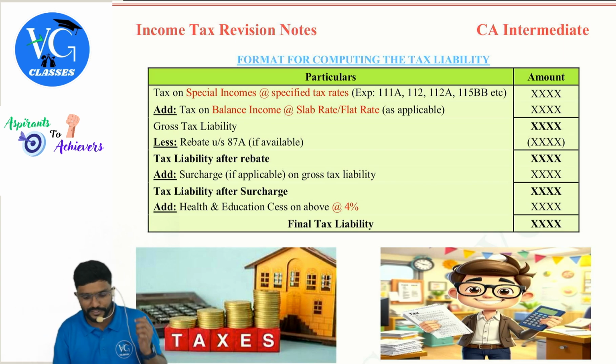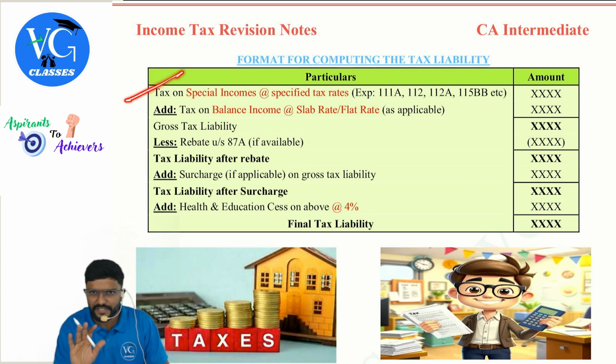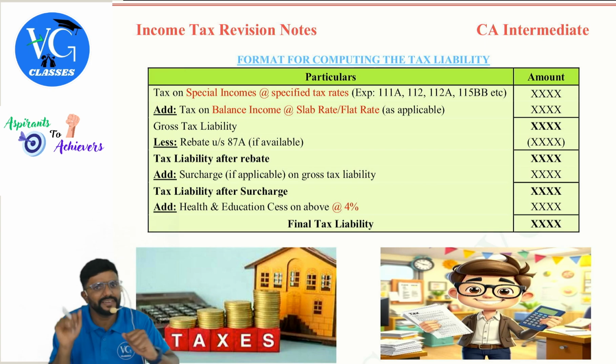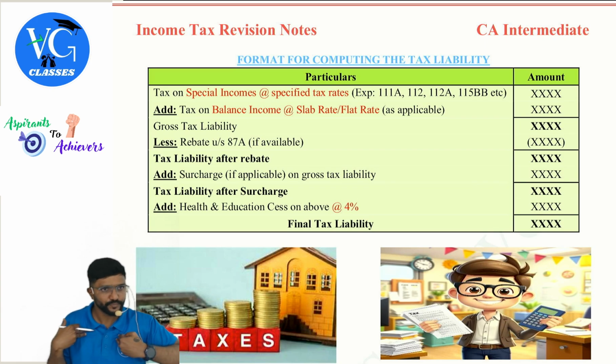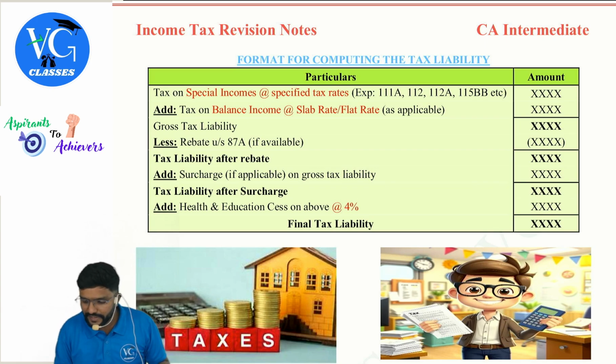Okay, sir. So, tax on balance income, I will calculate at slab rate or flat rate depending upon who the assessee is. This will always remain the same, guys. Only the slab rate or flat rate applied on normal income will change depending upon the category of person and the scheme opted by them. Okay, sir. We call this the gross tax liability.